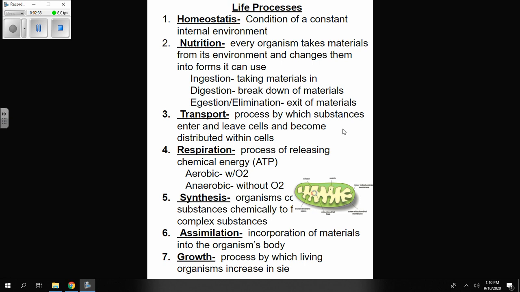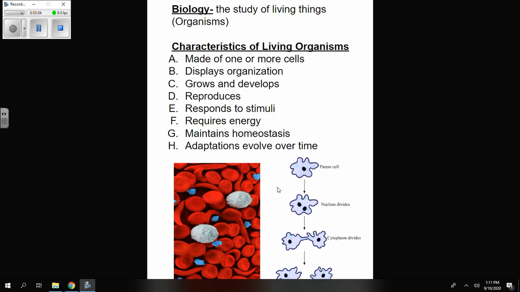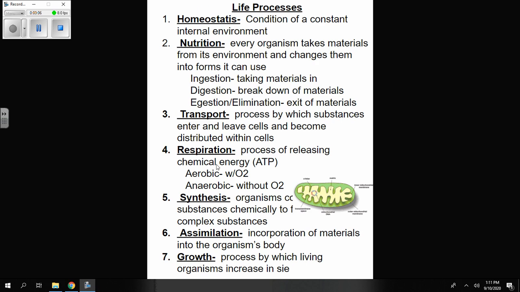In a simple organism like a one-celled organism, the food or whatever it is, the substance may just diffuse into the cell. It's just one cell. It can move around and stream in the watery filled inner part of the cell, the cytoplasm. But that is transport. The next life process, respiration. I mentioned that everyone requires energy. Respiration is how we get the energy.